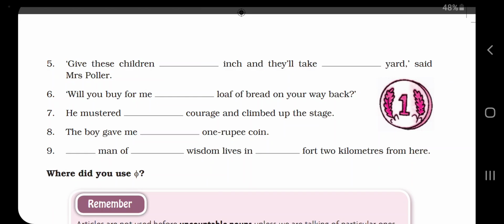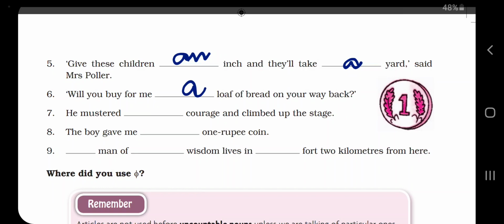Give these children an inch and they will take a yard, said Mrs. Kohler. Will you buy for me a loaf, consonant sound, of bread on your way back?